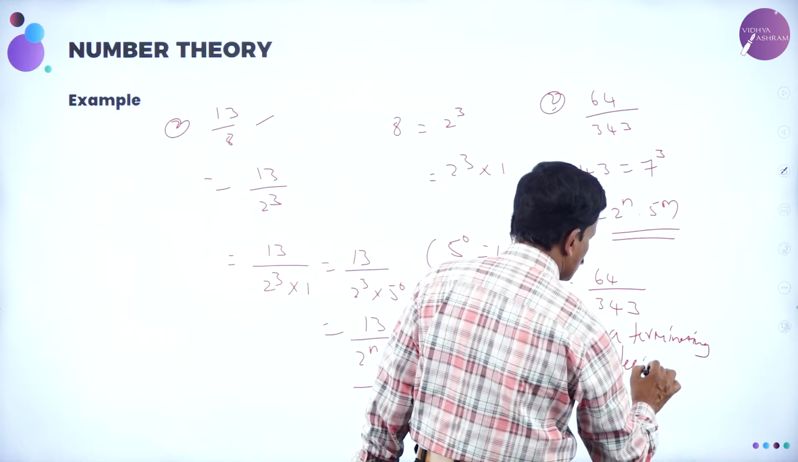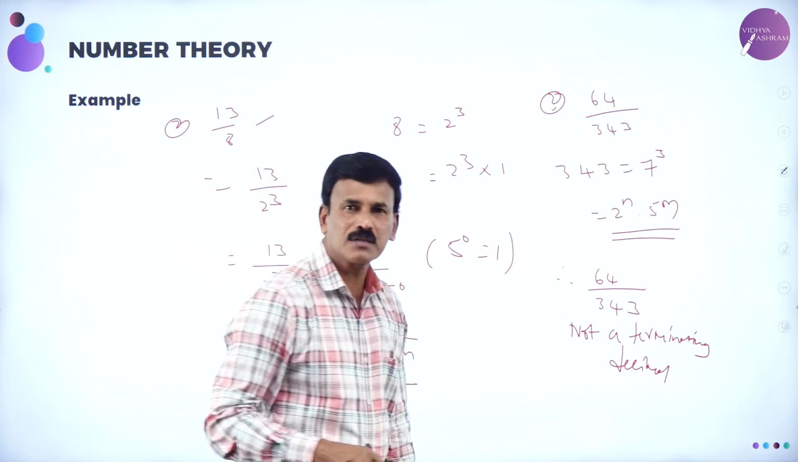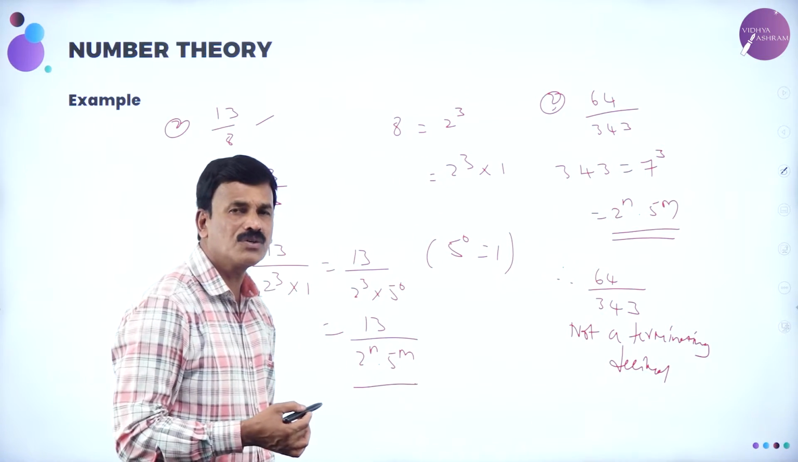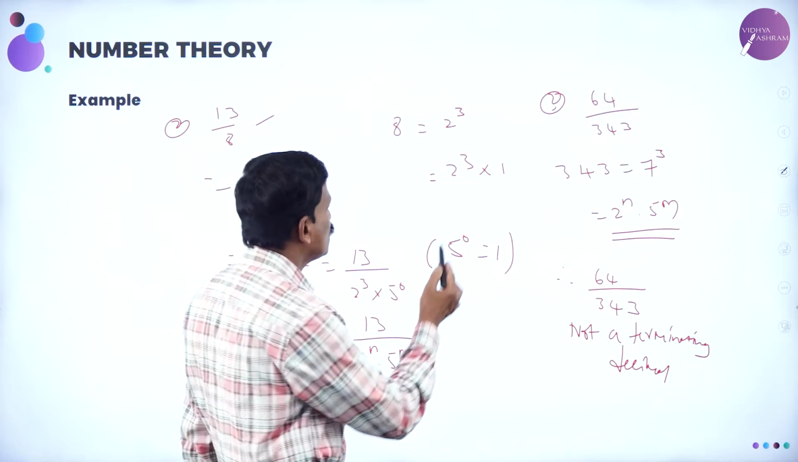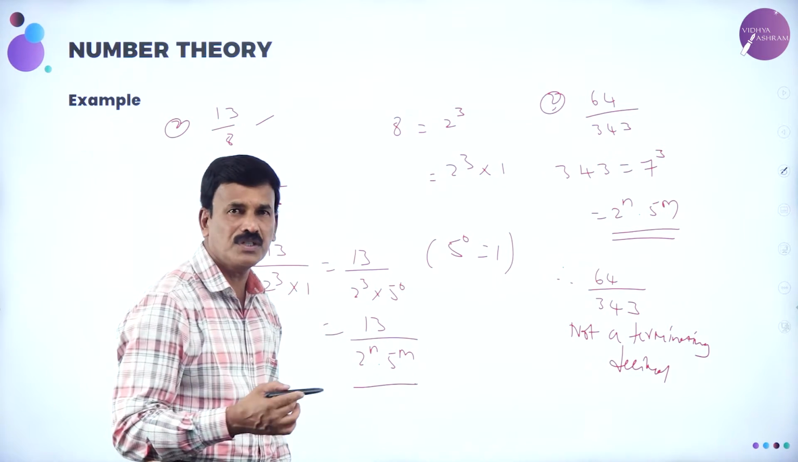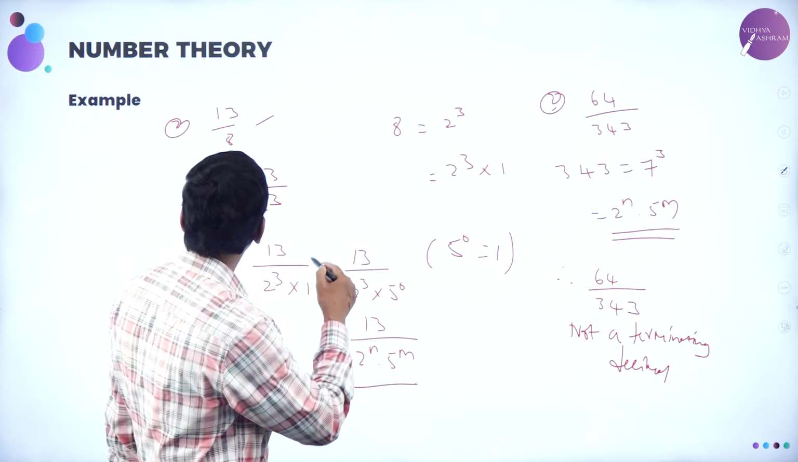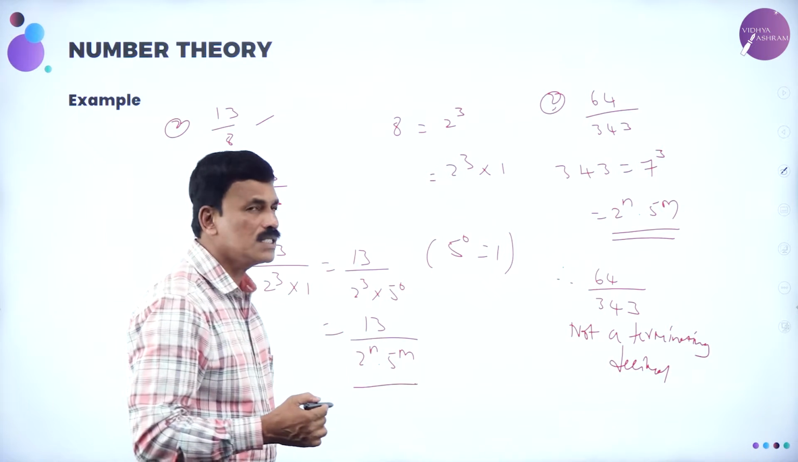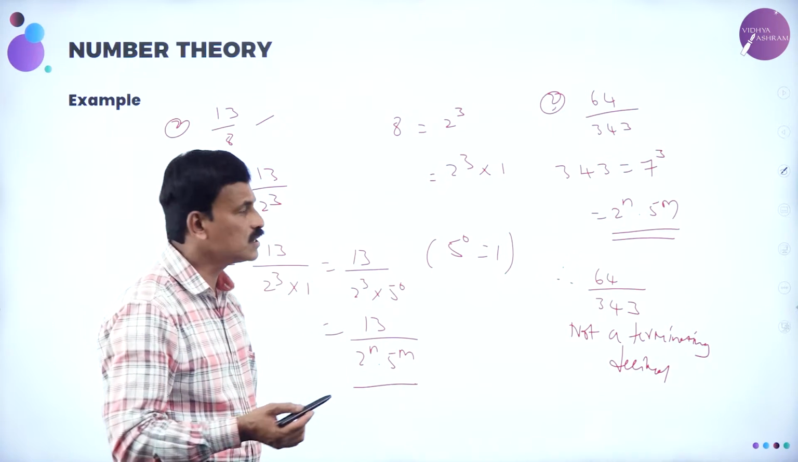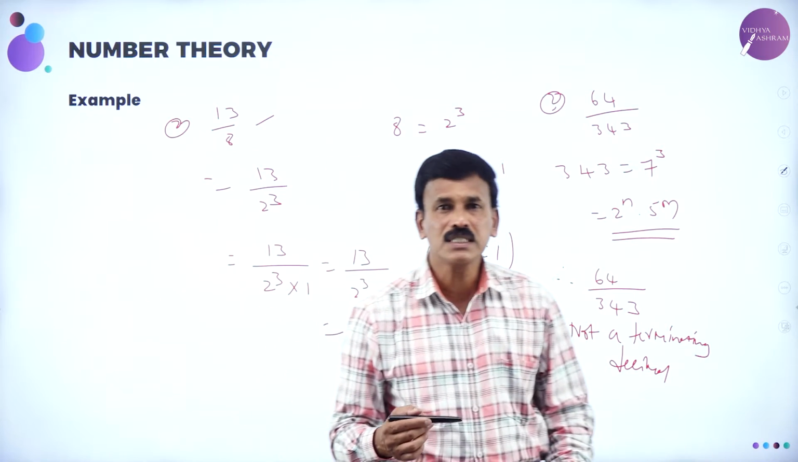Terminating decimal. This is not a terminating decimal. This is how we are going to decide. If the denominator is of the form 2 to the power of n into 5 to the power of n, then the fraction, the given problem, is a terminating decimal. If not, then it is called a non-terminating decimal.